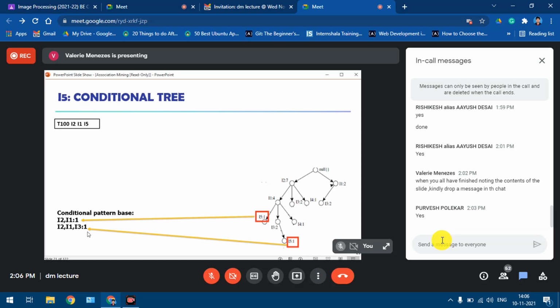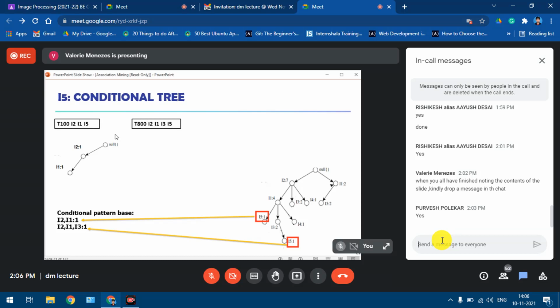We will plot this as a tree, but we don't include I5. We'll only plot I2, I1. I5 is like a suffix over here. We'll plot all the branches where I5 is a suffix. So we plot I2, I1. Both are traversed only once, so the count is 1, 1. Then the next transaction where we have I5 as a suffix is I2, I1, I3, the 8th transaction, and I5.